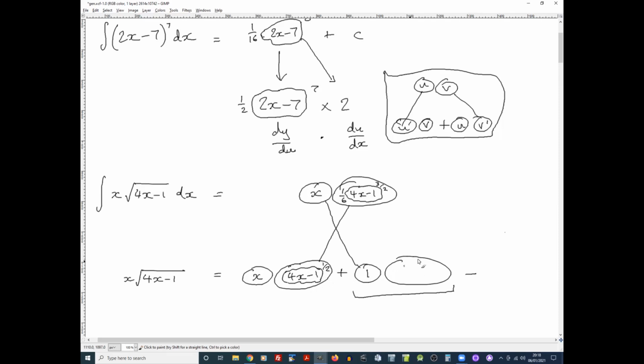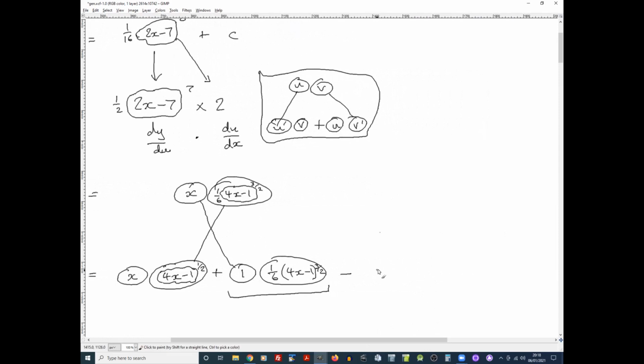So in here, we write what? A 1/6, 4x minus 1 to the power of 3 over 2. And then what we need to subtract is just that, isn't it? Times 1. So it's got to be exactly a 1/6 of 4x minus 1 all to the power of 3/2.